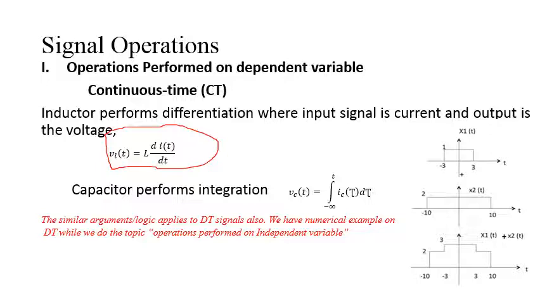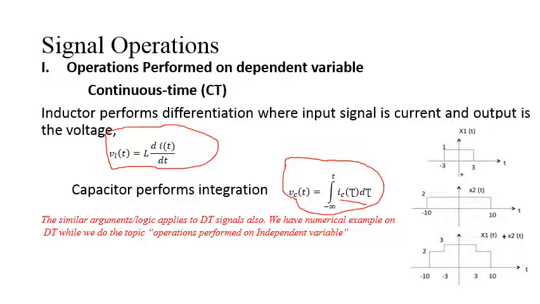So the inductor basically performs differentiation, right? Similarly, the capacitor can be said to be an example of a system where it performs integration. Again, the input signal in the case of the capacitor is also current. So this is the input output relationship, and this is how the system, which is the capacitor, is performing the integration operation on the input signal, which is current, right?